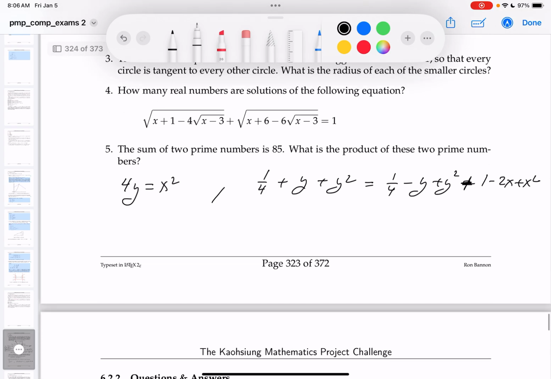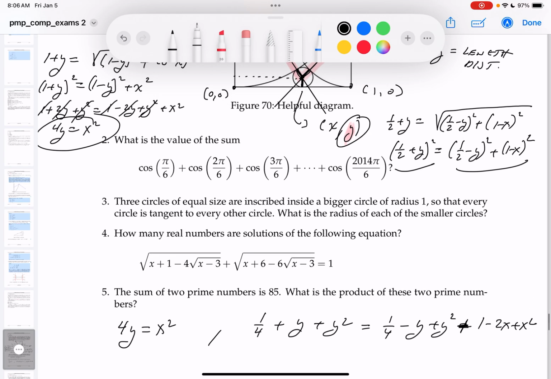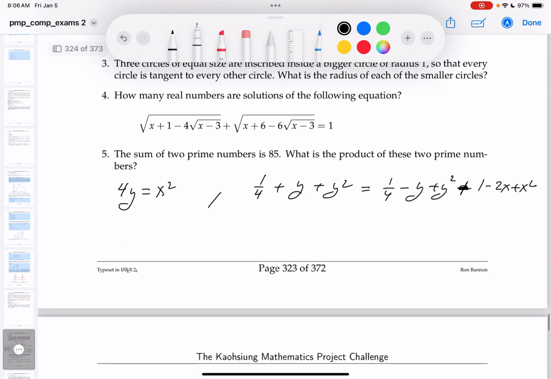And again, I've got to simplify to see if I get some relationship. Someone says, what are you looking for? I'm really looking for the value of y, and y is the radius of that small circle. And what do you get over here? You get, let's see, the quarters disappear. You do get 2y. The y squareds disappear. And then you get, let's see, 1 minus 2x plus x squared.